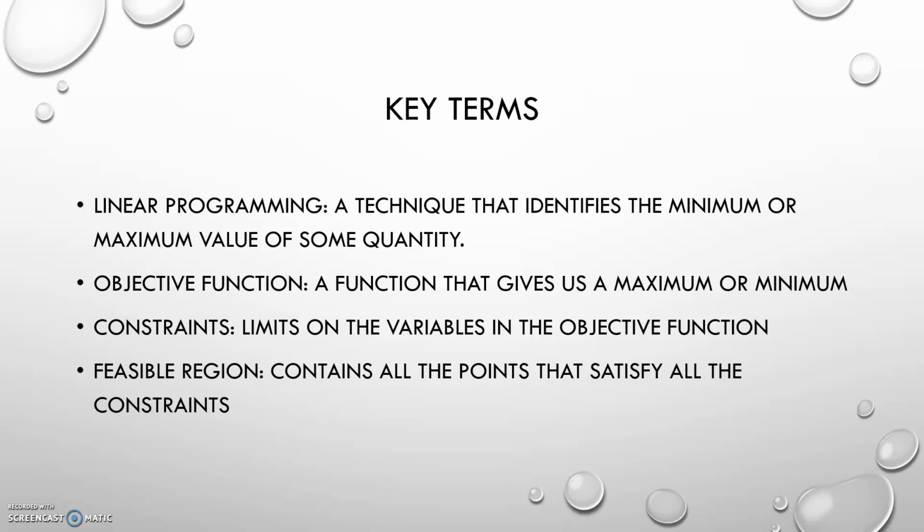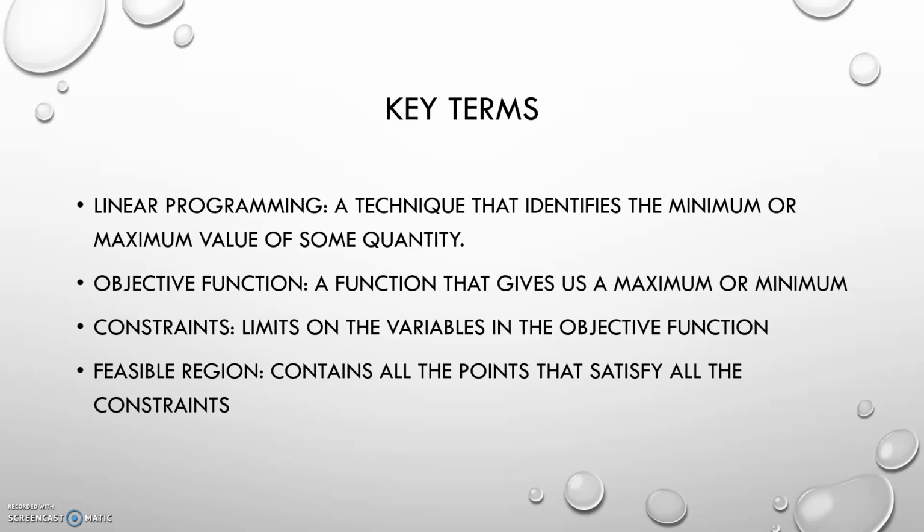Linear programming involves an objective function, and an objective function is just a function that gives us that maximum or minimum value. We are going to plug in some points and find which one is the maximum or minimum. The constraints are any limits on the variables.